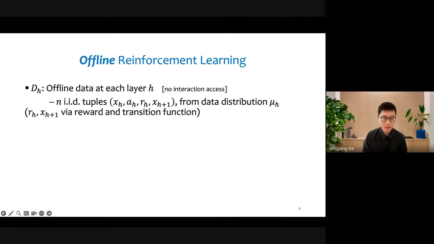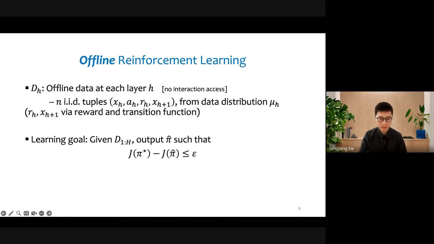On the other hand, offline reinforcement learning is different. In offline reinforcement learning, there is no interaction access, but we provide the learner with offline data. In this talk, I will use D_h to be the offline data at layer h, which is IID tuples from some data distribution mu. Here mu is a distribution over x and a, and r and the next state are from the reward and transition function. The learning goal of offline reinforcement learning is to output a policy that is as close to pi star as possible given the offline data.